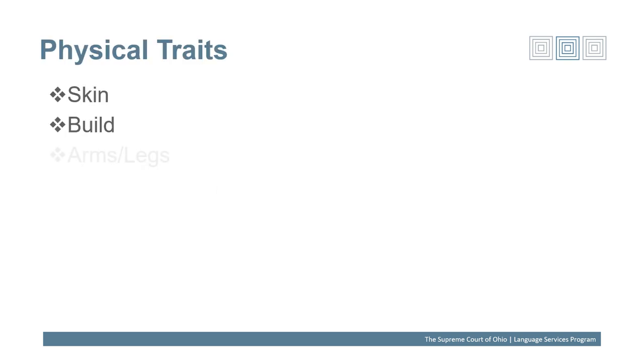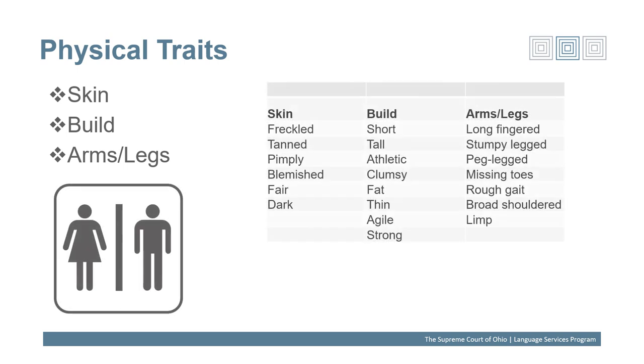We also have to consider that people are going to make references about skin, build, and arms and legs. For instance, with skin, they could say it was freckled, tanned, pimply, blemished, fair, dark. With build, one can be short, tall, athletic, clumsy, fat, thin, agile, strong.